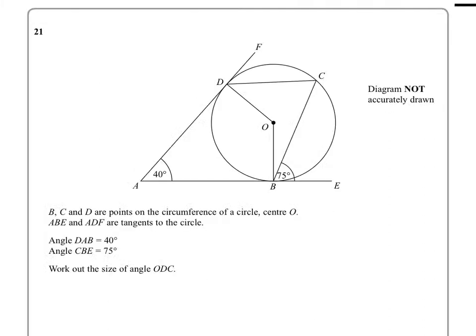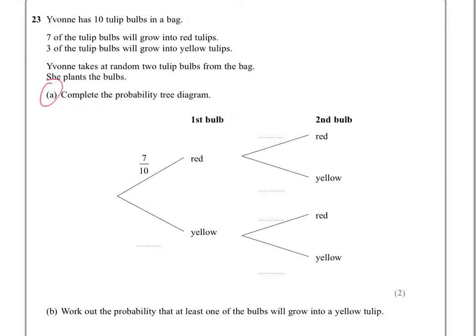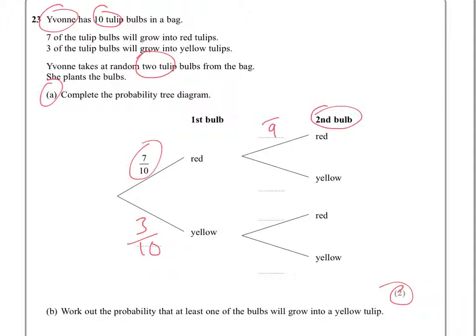Let me just double check. Yeah, it is the last one on this paper. Oh, no, it's not. Here we go, number 23. Now, in this example, what we're used to doing on these things is, look, we've got a 7/10 here. If we put a 3/10 here, then that gives us 1 mark out of 2. This is a bit of a tricky question. If we read it, Yvonne has got 10 tulip bulbs. She takes 2 bulbs from the bag, and she doesn't put the first bulb back before taking the second bulb out. So at the second stage, there are only 9 bulbs left.